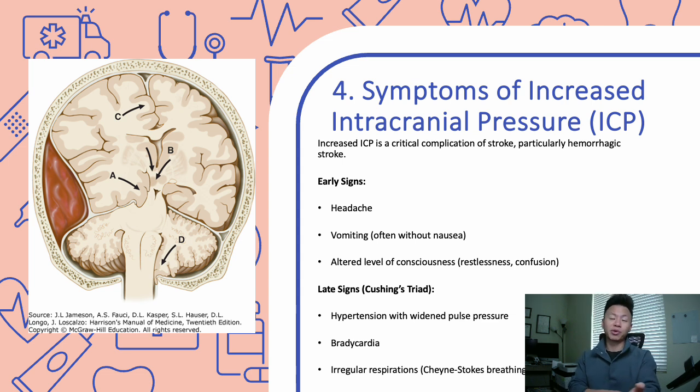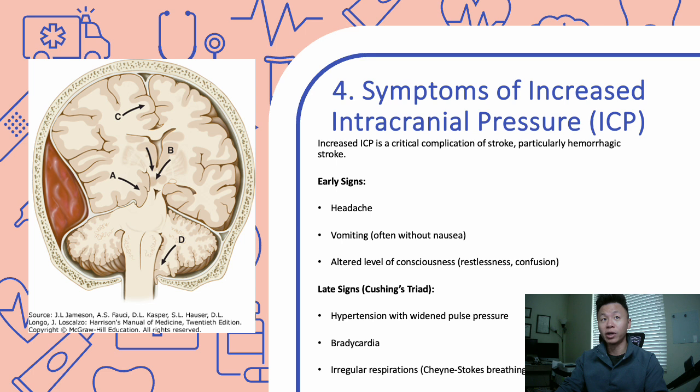We have three symptoms of a Cushing's triad that you need to note down. Hypertension or widening pulse pressure. What does that mean? The top number is getting higher, while the diastolic, the bottom number, is getting lower. So the systolic, let's say for example, 120 over 80, becomes 130 over 70, 140 over 60, 150 over 50. You see that gap widening.